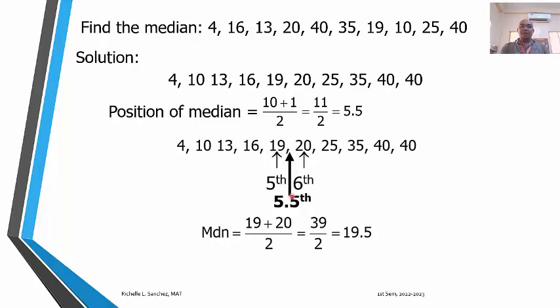That means the median is located between the fifth and the sixth scores. So we have to add the fifth and the sixth score and then divide by 2. So in this case, our median is 19 plus 20 divided by 2, and that gives us 19.5. So this is finding the median of our scores when there are an even number of cases.